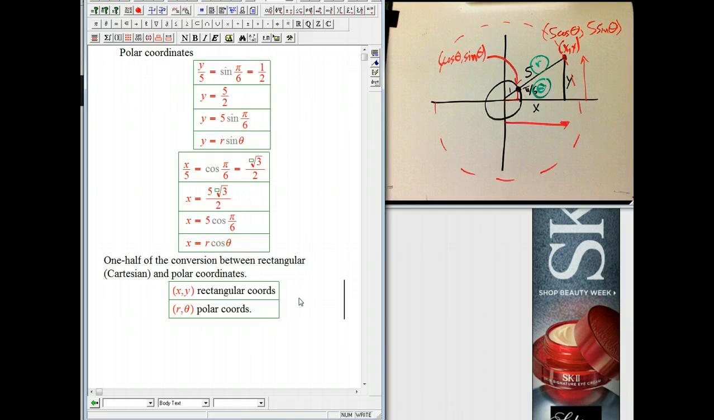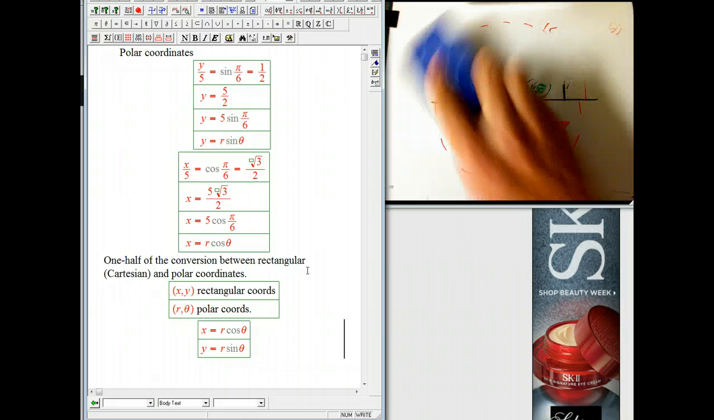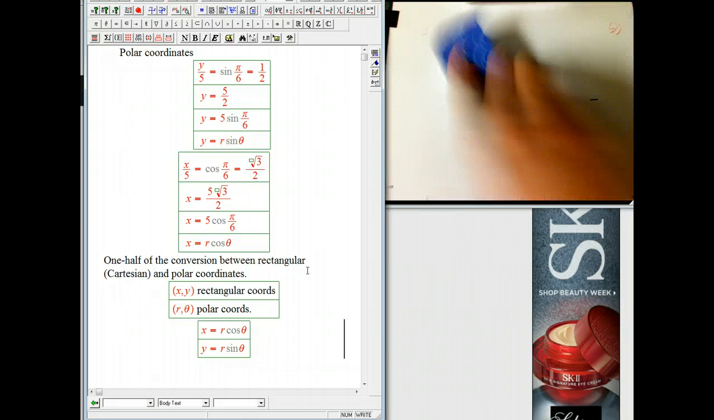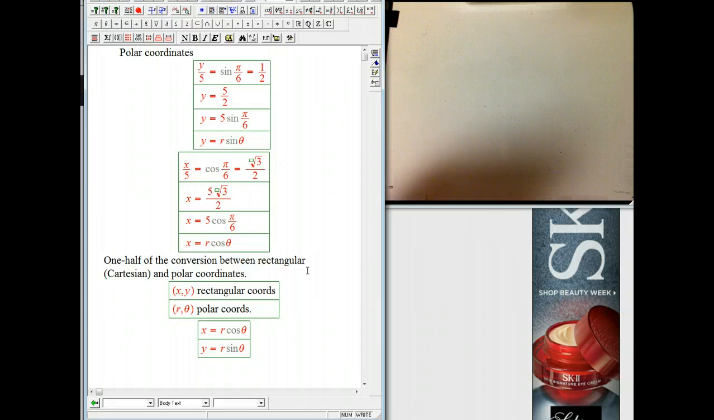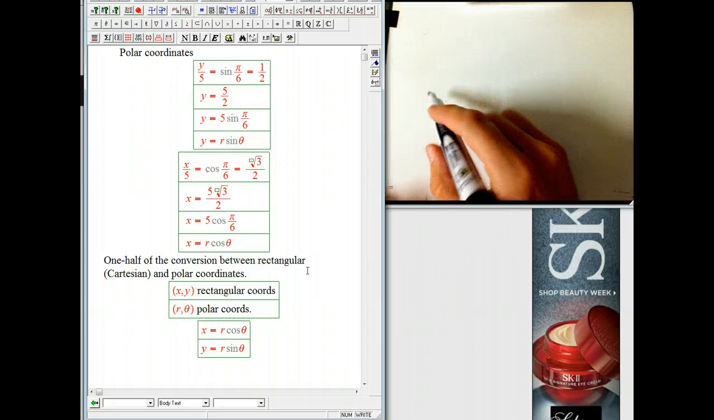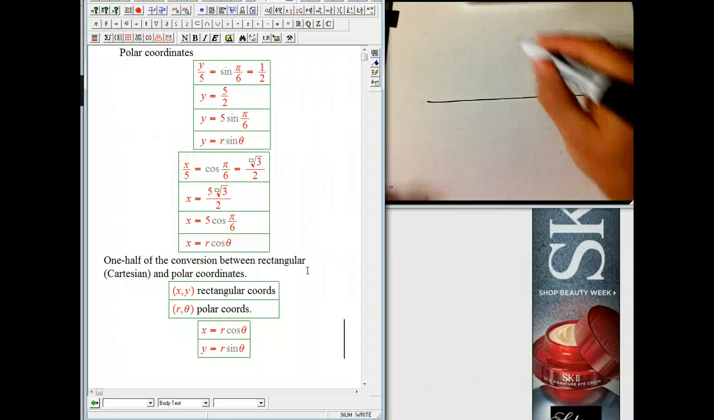And let me just summarize half the conversion here. We've seen that x is r cosine theta and y is r sine theta. Okay. So before we get to the other half of the conversion, let's just think a little bit. This is getting pretty busy. Let me just think about polar coordinates in its own terms. It's not all about converting back and forth between rectangular. Part of the wonderful thing about polar is that it's just so useful in its own terms.